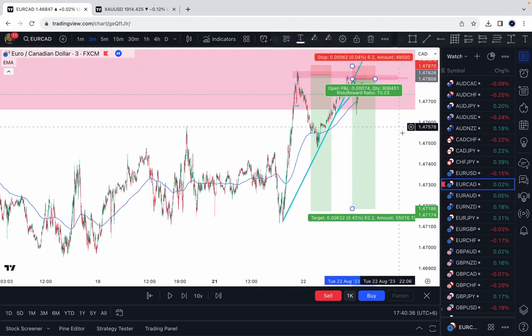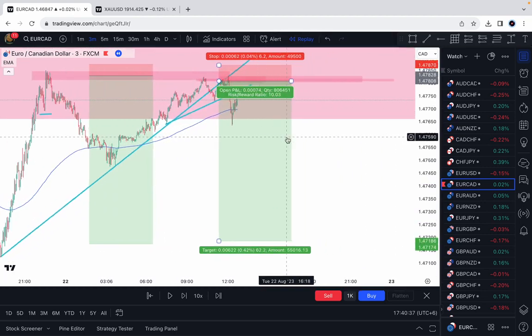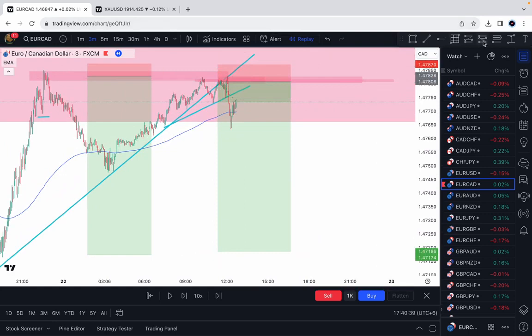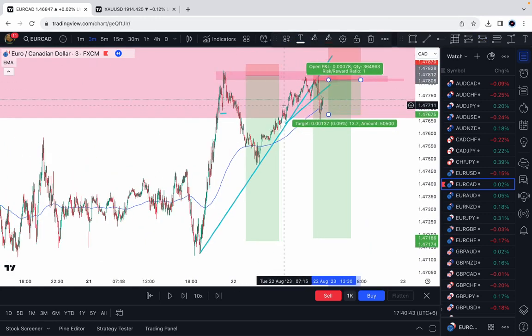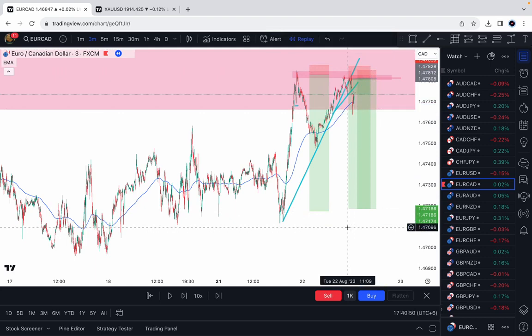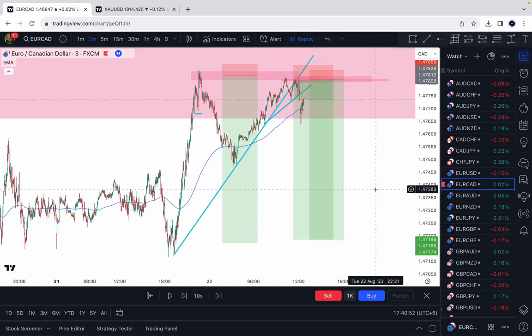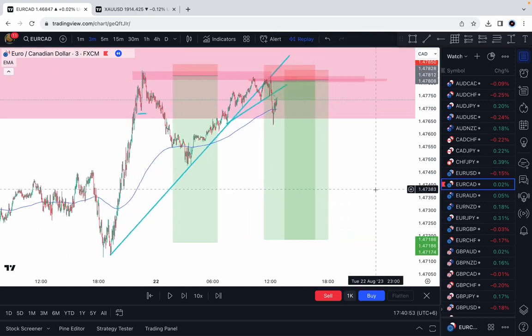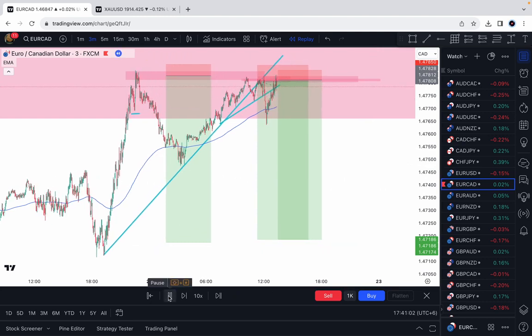Stop loss here. Now I'll place another trade based on this zone from the 1 minute. Stop loss as usual below this high. The reason I'm putting my stop loss below that high is to have a bigger perspective, to give more space to my trade so that it works out. Let's see what happens.